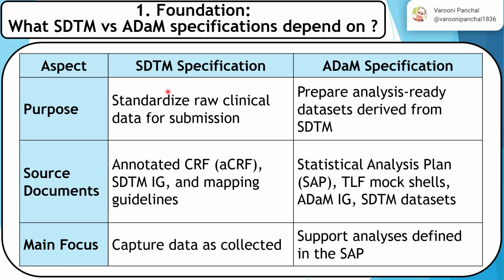The source documents for SDTM specs creation is nothing but the annotated ACRF, SDTM IG, which is implementation guide, and mapping guidelines. The source documents for ADaM specs are statistical analysis plan SAP, table listings and figures mock shells, ADaM IG, and the SDTM datasets. The main focus for SDTM specs creation is generally the data that is captured in CRF as collected. Whereas in ADaM specs, it supports the analysis as defined in the SAP.